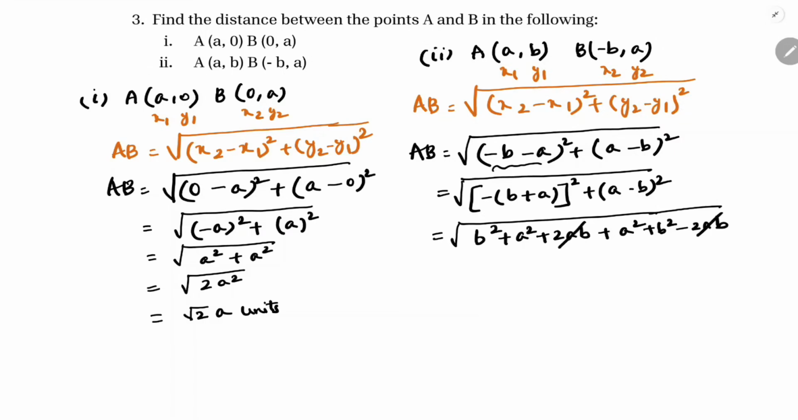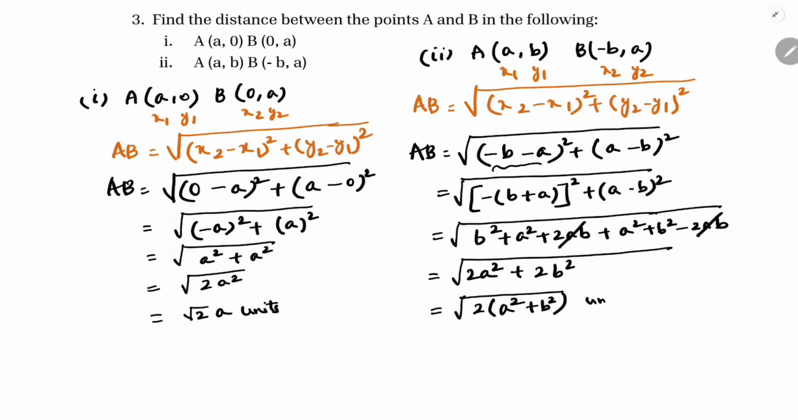Now clearly plus 2ab and minus 2ab will get cancelled. So a square plus a square is 2a square, b square plus b square is 2b square. So this is the answer, but if you want you can write one more step by taking 2 common: under root 2 into (a square plus b square) units. This is the distance between (a, b) and (minus b, a). Between these 2 points, the answer is under root 2 into (a square plus b square) units.